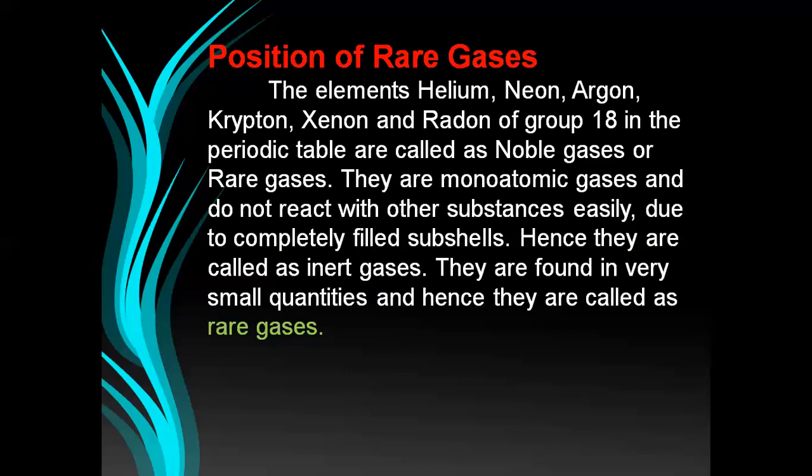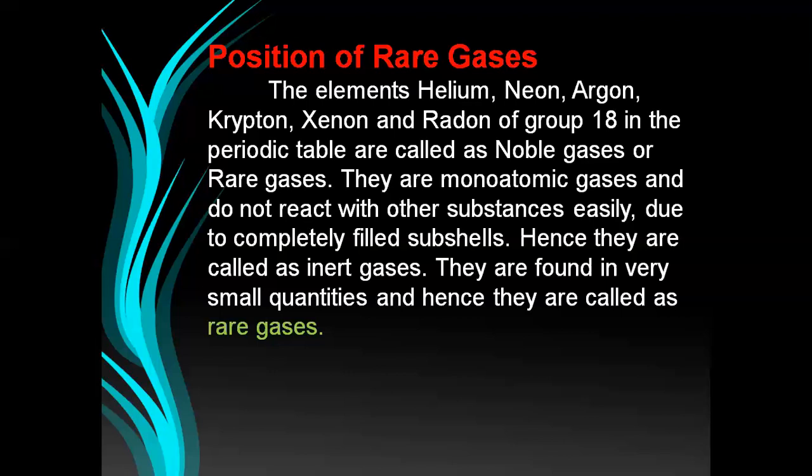So these are the modern periodic tables. Last, who proposed the modern periodic table? Henry Moseley. Some of the features of the modern periodic table we have discussed, and the classification of elements into blocks, and the advantages of the modern periodic table, and the position of hydrogen and rare gases in the modern periodic table. This is the modern periodic table.